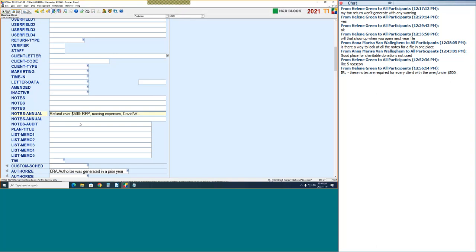And Helene, yes, in real life, these notes are required for every client if the refund is over 500 or the balance owing is over 500. Yep, it is part of what we do in an office. It's part of what we should be doing in an office, because it is part of our quality of service, making sure we can explain the tax return.